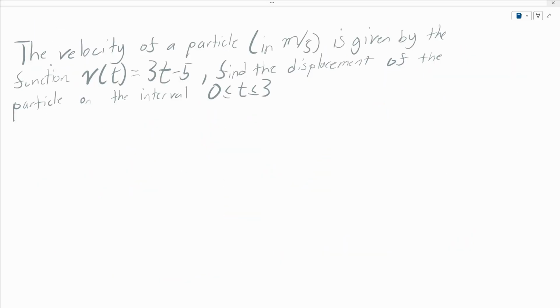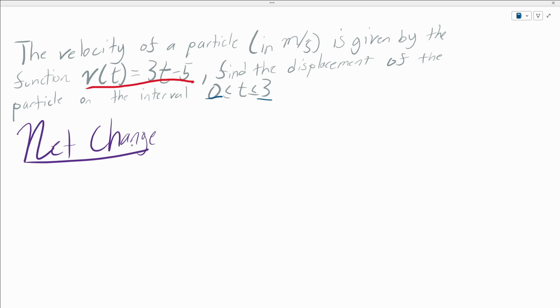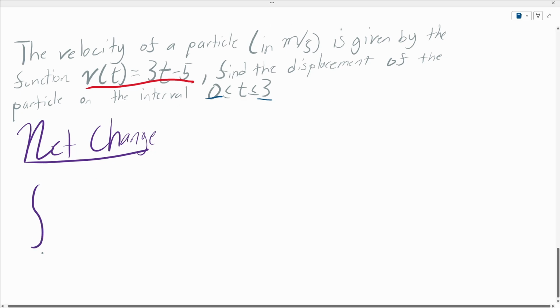So now for our real-life application. The velocity of a particle in meters per second is given by the function v of t is equal to 3t minus 5. Find the displacement of the particle on the interval 0 to 3. So we know that a velocity is actually a rate of change function. So that's what's telling us to use the net change theorem, because the net change theorem deals with rates of change. So let's just set up our integral going from 0 to 3, and then our function of 3t minus 5 dt.